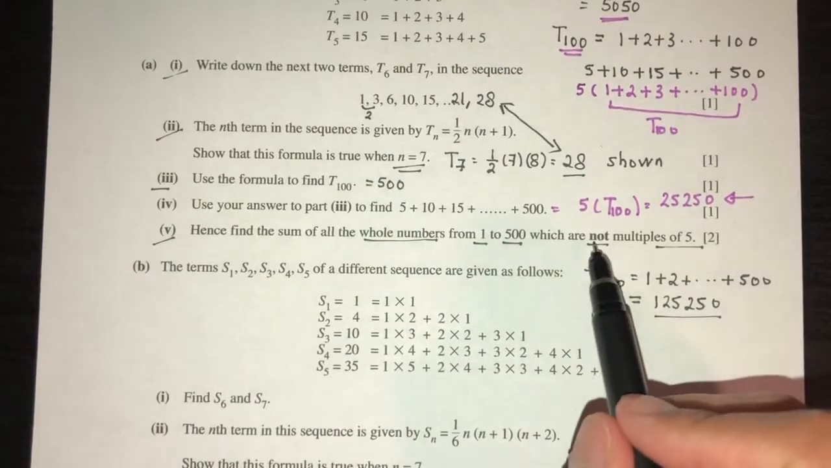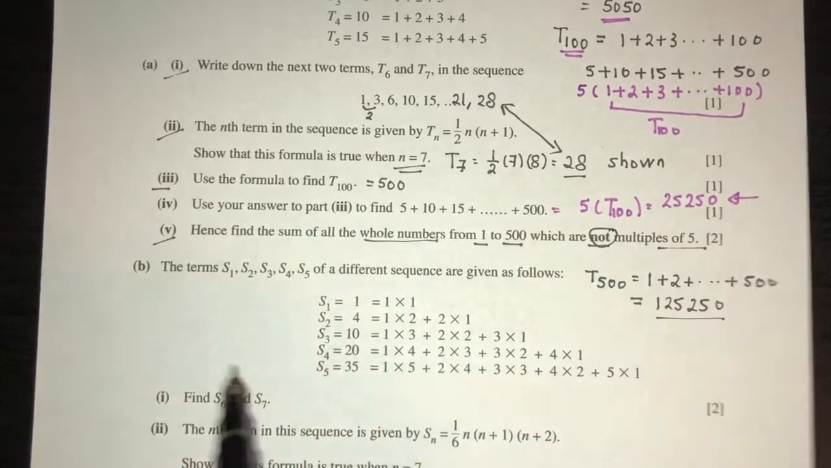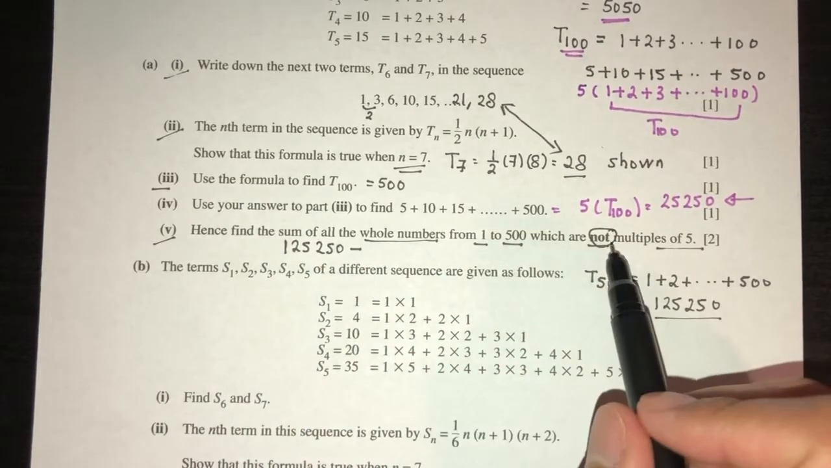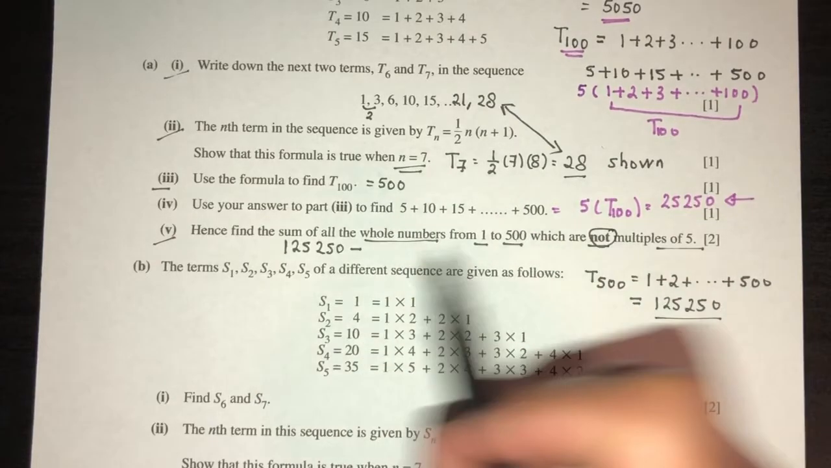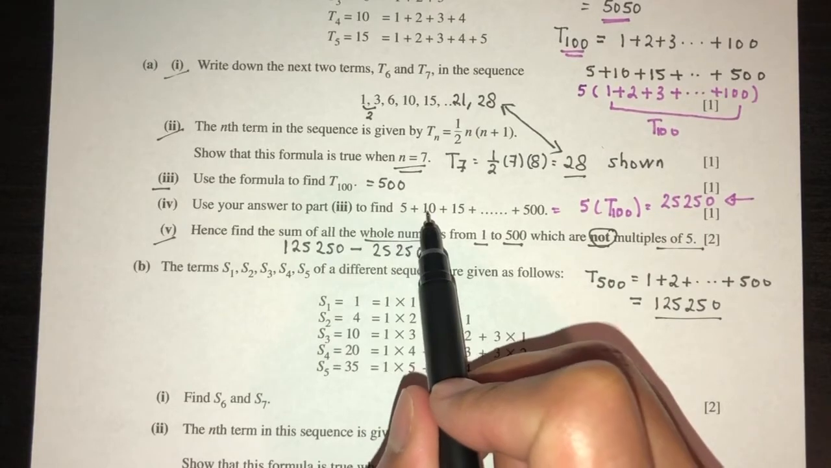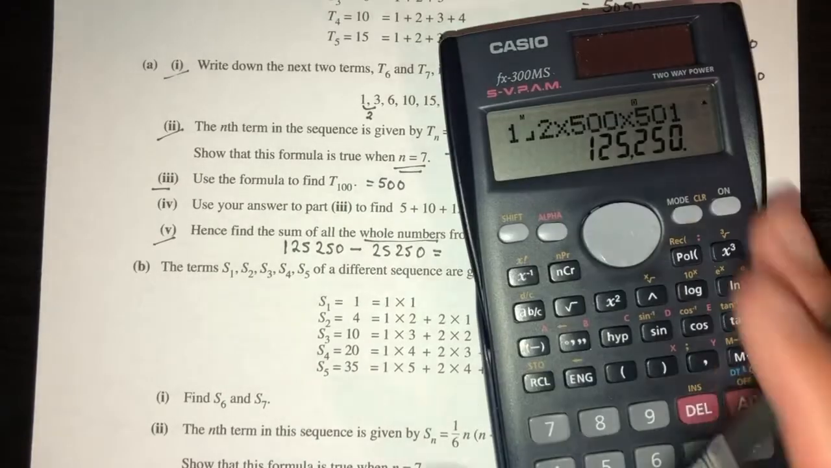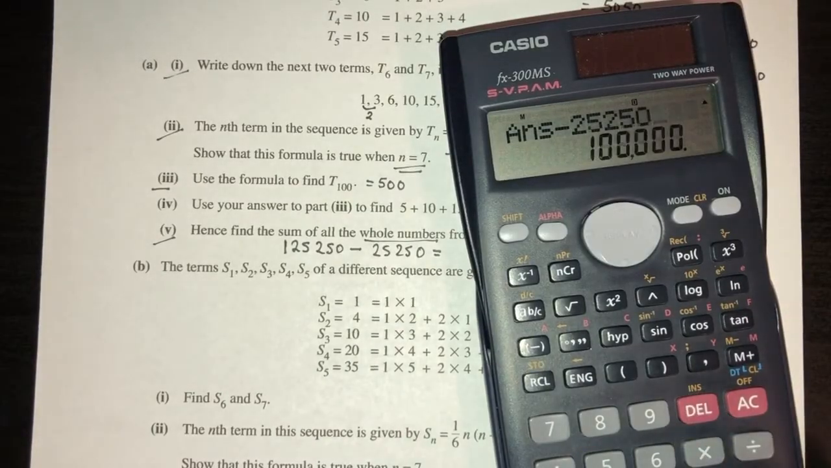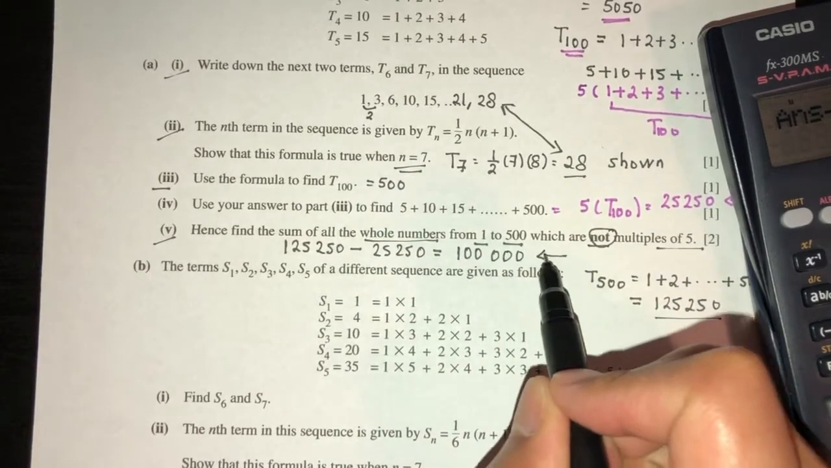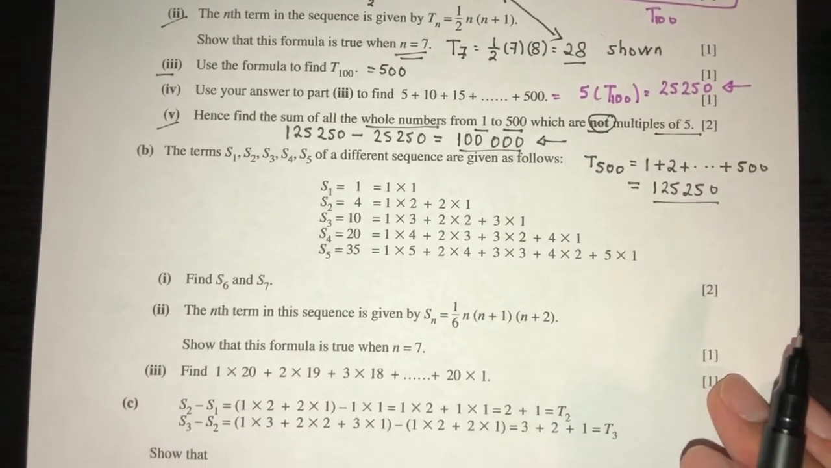Now we have two which are not multiples of 5, so we have to minus multiples of 5. So 125 to 50 minus multiples of 5 will be this sequence, which is 25, 25, 0. As you can see, this is 5 times 1, 5 times 2, 5 times 3. These ones are multiples of 5. So this minus 25, 25, 0, that will be 100,000. So your answer is 100,000. That will be part 5. Now let's move on to part B.